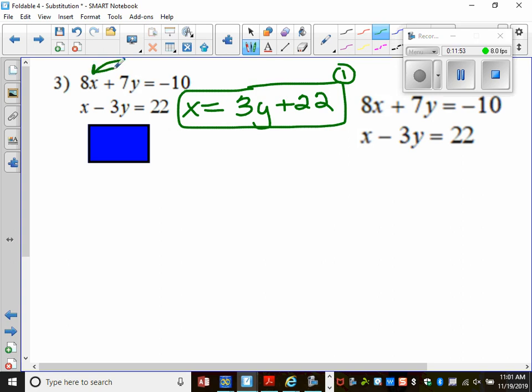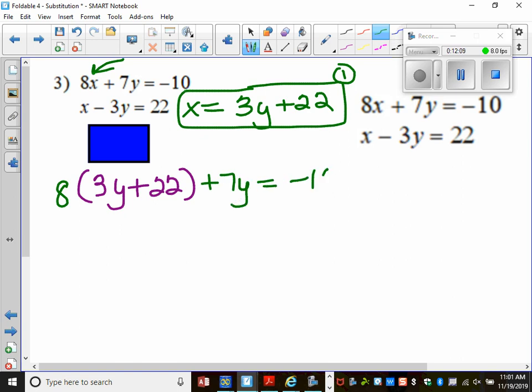into the other equation. So I'm going to have 8, and then in parentheses, I'm going to write 3y plus 22. There's my substitution. Plus the 7y equals negative 10. So I'm going to let you finish this out. Okay, so I want you to solve it for y, and then go back up here and get your value for x.